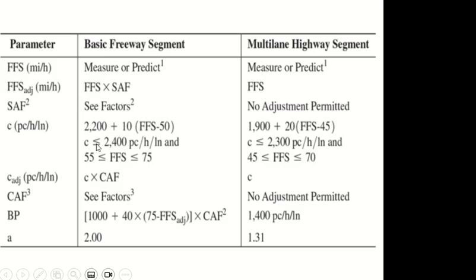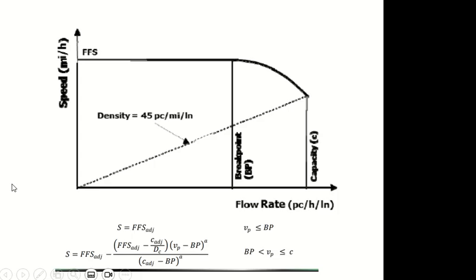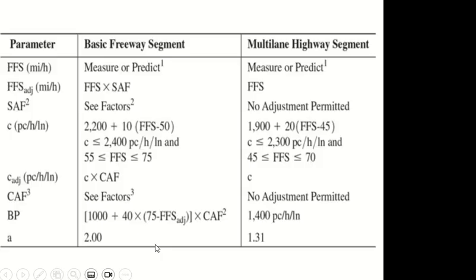But anything less than this, you will take it as it is for both cases. They have a different range and they have a range for free flow speed as well. If you are dealing with freeways, capacity can also be multiplied with adjustment factors, and then the adjusted capacity will be put into this equation. If you are dealing with multi-lane highways, then adjusted and simple one is the same. So for multi-lane highways, no adjustment for speed and no adjustment for capacity.